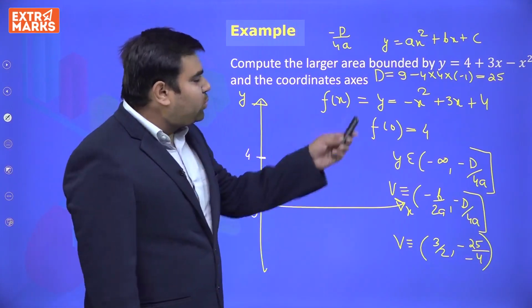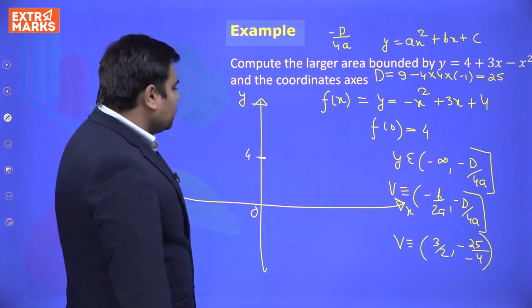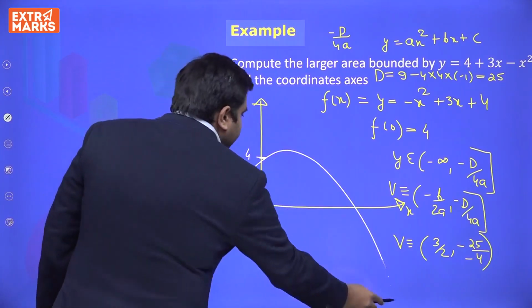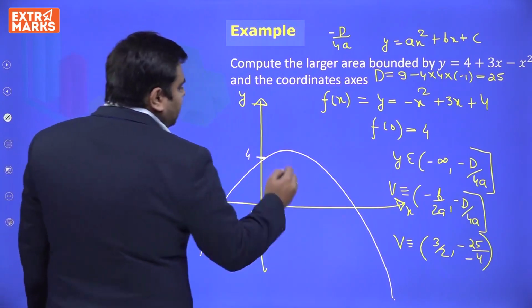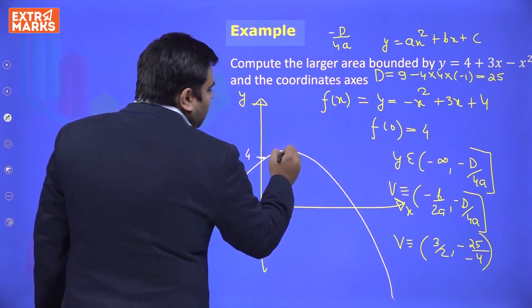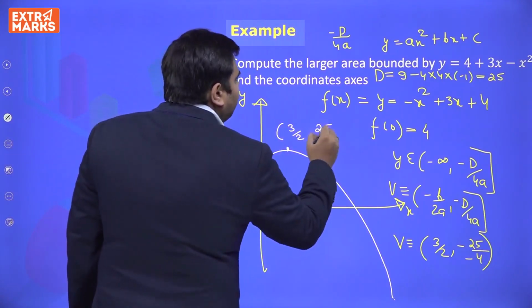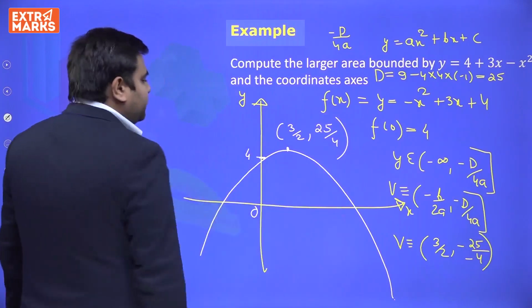And also this is a downward opening parabola. So this would be a rough curve, right? This would be a rough curve where this point would be (3/2, 25/4).